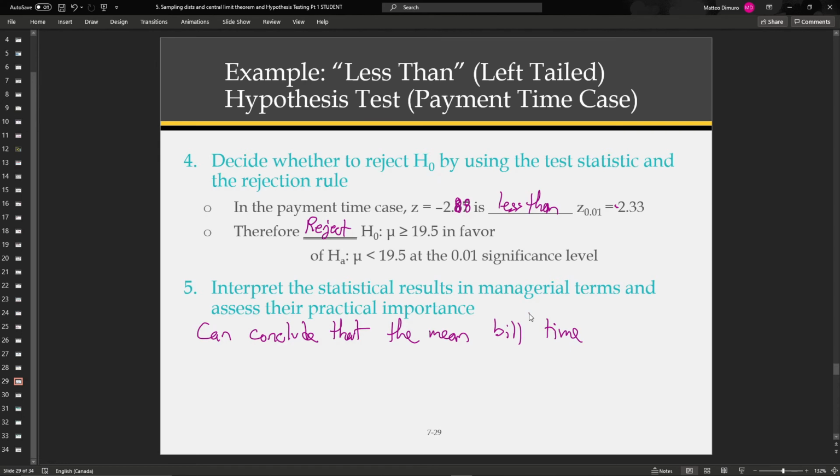mean bill payment time maybe of the new system is less than 19.5 days. So that's good. Company gets its money sooner. That's really good. Perfect.